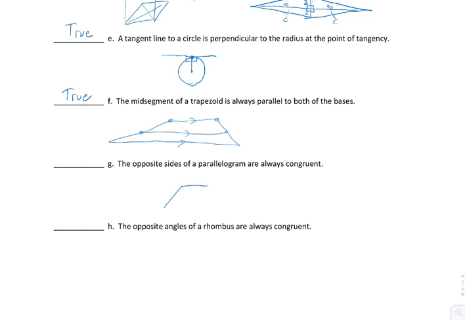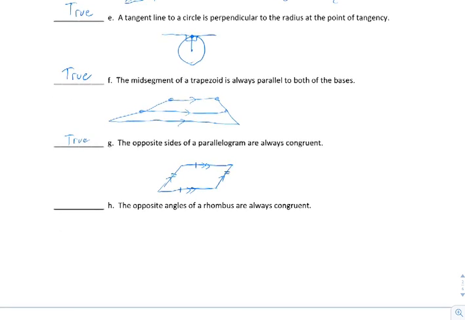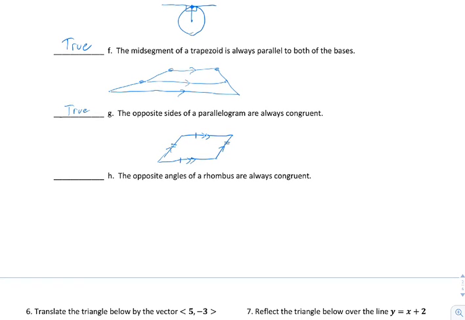Oh, that's true. That's one of the properties we know. We could go back and prove it by splitting this into congruent triangles, but let's not do that right now. We do know that the opposite sides are congruent. We know that opposite angles are congruent, so that is always true about parallelograms. The opposite angles of a rhombus are always congruent. Yeah, that's always true, because we know it in general about a parallelogram. And since a rhombus is a parallelogram, it's definitely true about that.